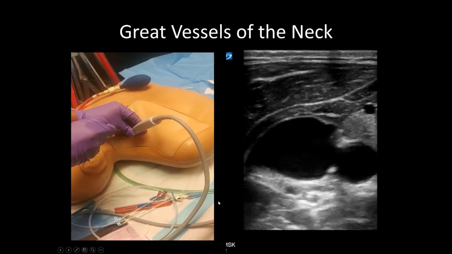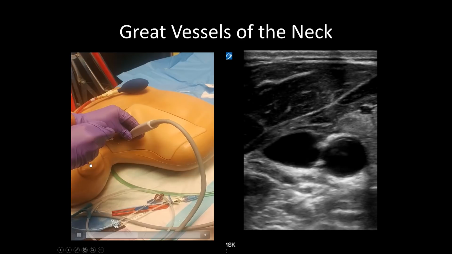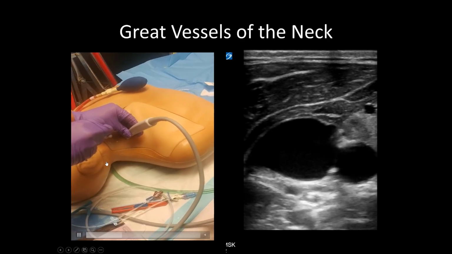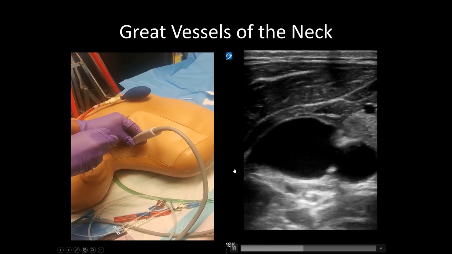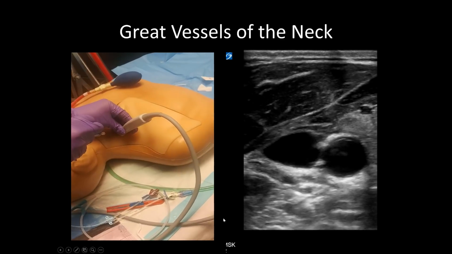Typically, we will have the patient turn their head contralateral to the side we are doing. In this image, the provider is scanning the patient's right IJ. However, the image on the right is demonstrating the left IJ.